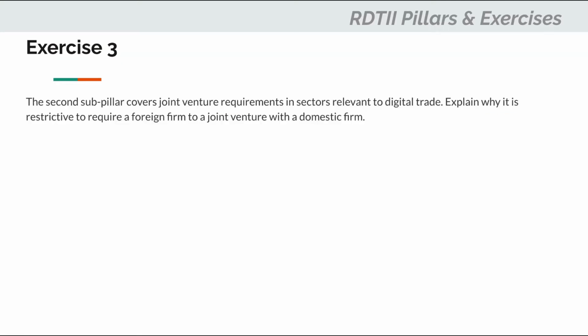Here is the exercise question for the third pillar. The second subpillar covers joint venture requirements in sectors relevant to digital trade. Explain why it is restrictive to require a foreign firm to form a joint venture with a domestic firm.